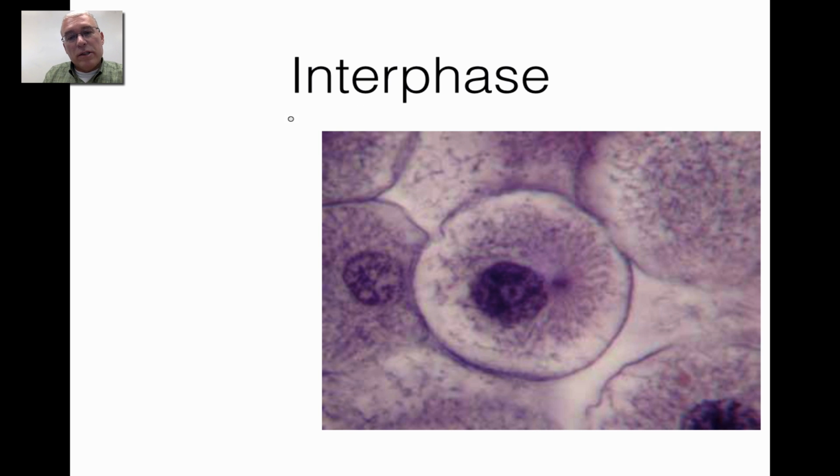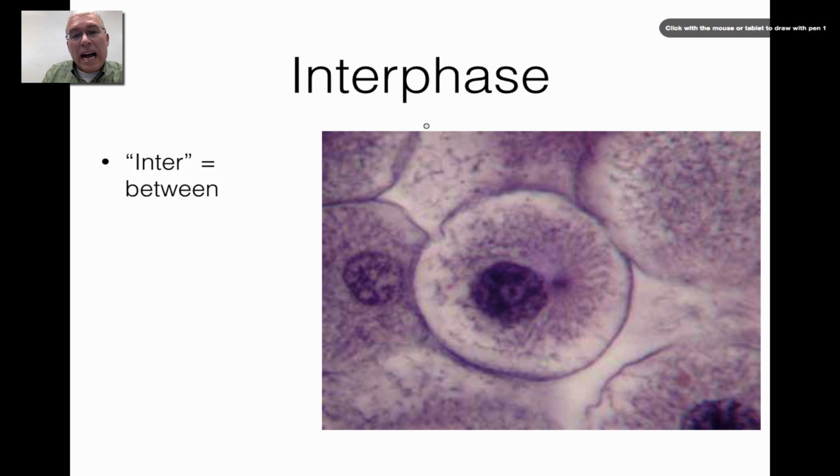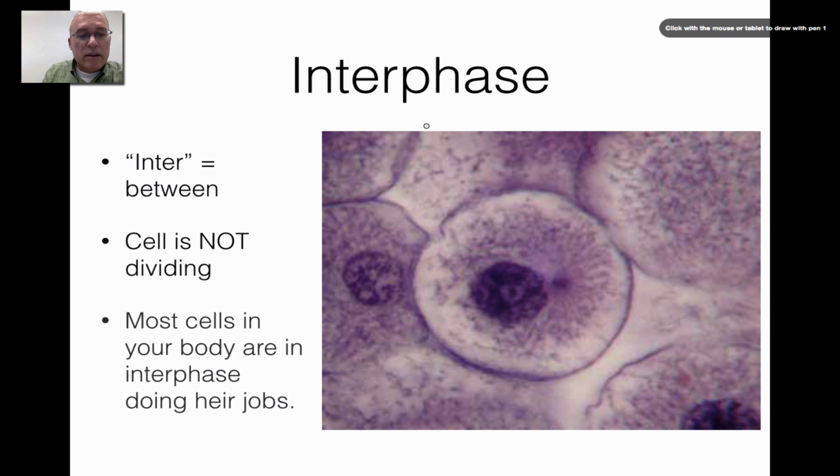So interphase is the first part of the cell cycle, and inter means between cell divisions. And for a long time, scientists, when they observed living cells, couldn't really tell what was happening during interphase, so they didn't think much was going on because it wasn't visible. All they could see is that the cell wasn't dividing yet, so that's why they called it interphase, which means the phase between cell divisions. Most of the cells in your body right now are in interphase. They're just living and doing their jobs until they wear out or until they die. They will never actually divide.